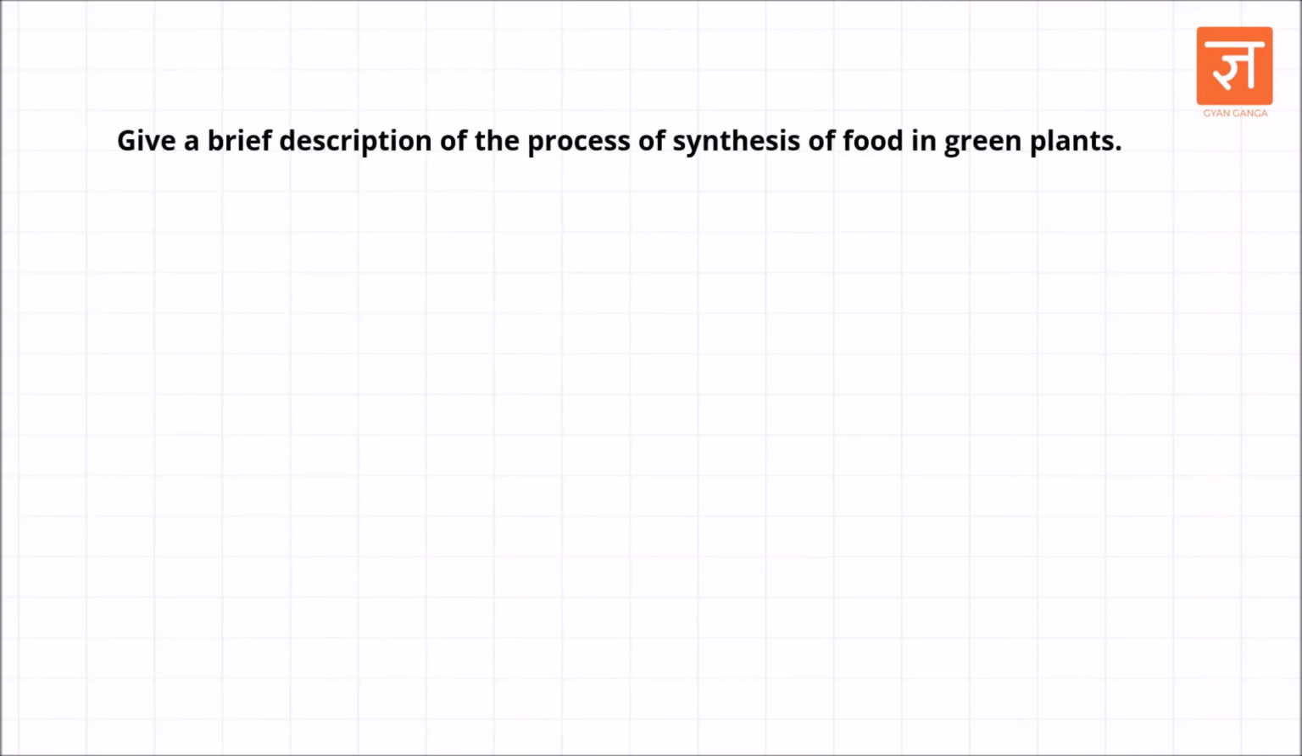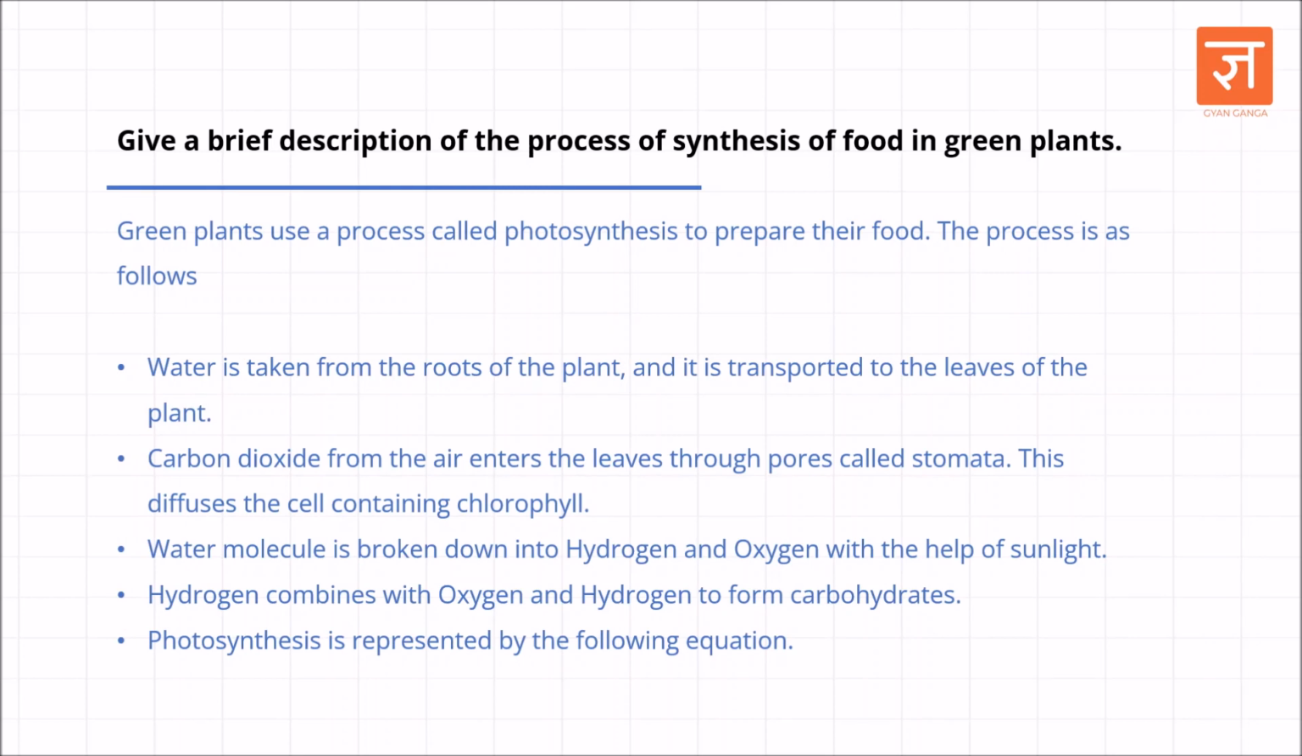Now give a brief description of the process of synthesis of food in green plants. Green plants use a process called photosynthesis to prepare food. The process is as follows. Water is obtained from the roots of the plant and transported to the leaves. Carbon dioxide from air enters through pores in the leaves called stomata. Then they use the green color pigment chlorophyll and sunlight to combine the carbon dioxide with the water and produce carbohydrates and oxygen as the products of this photosynthesis.